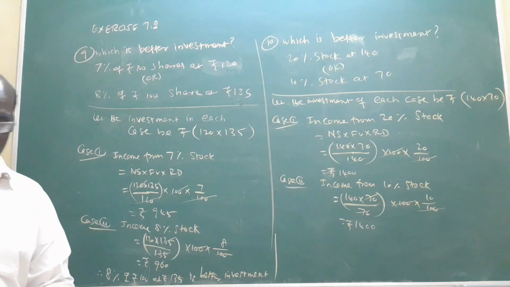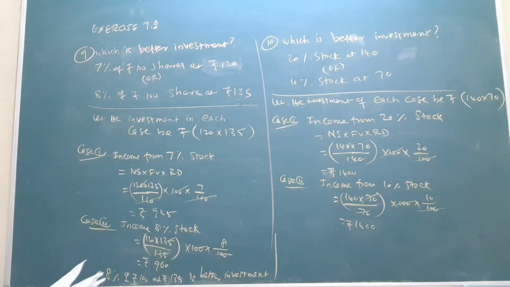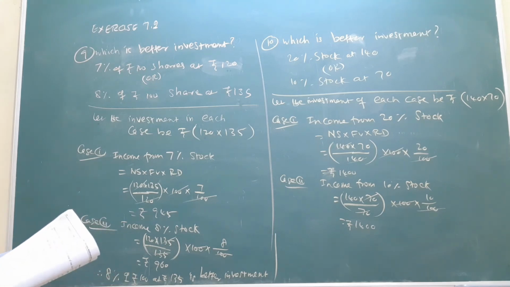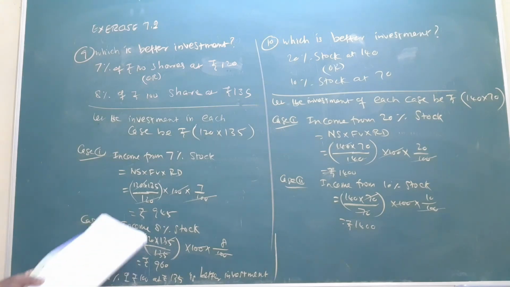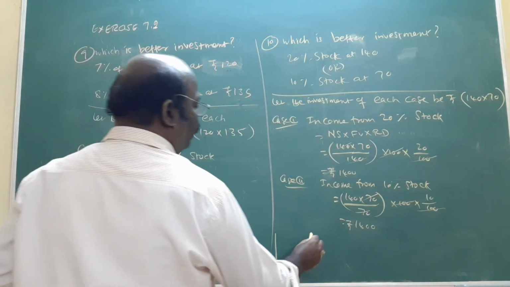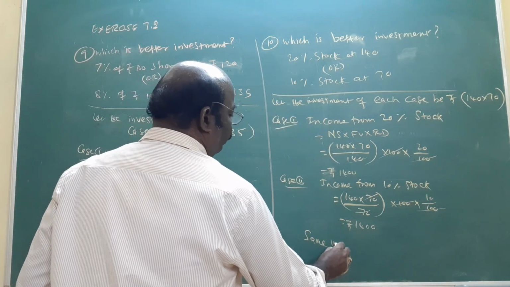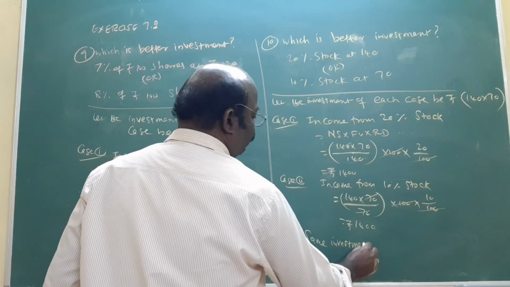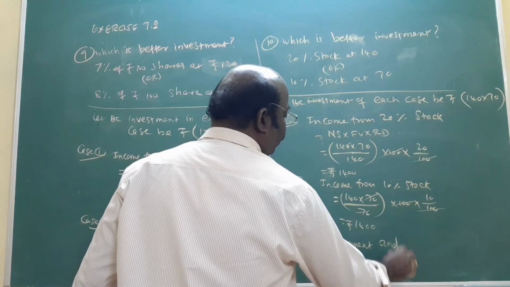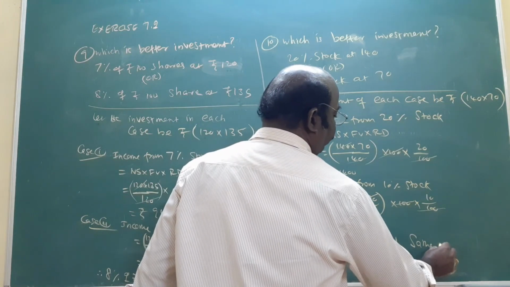We get that both are the same. Therefore, the same investment only. Therefore, they are equivalent. That is the meaning. But which is the better investment, it asks. Here both the incomes are the same, from the same investment. Same investment, therefore, and same income. That is the answer.